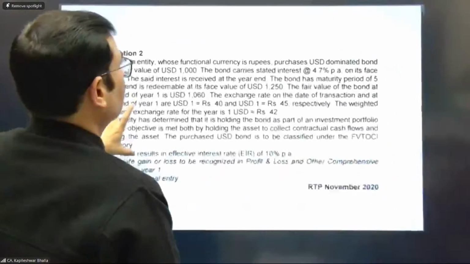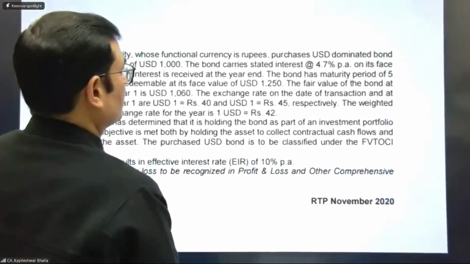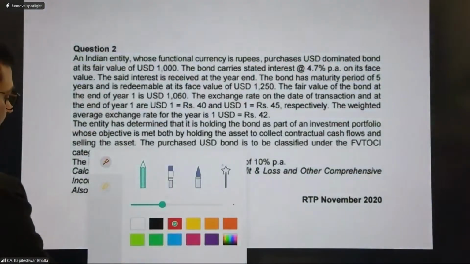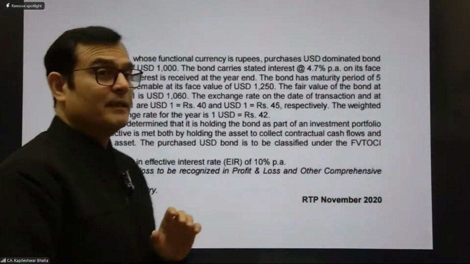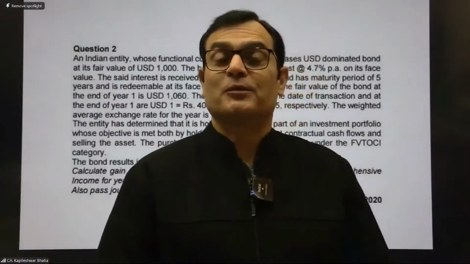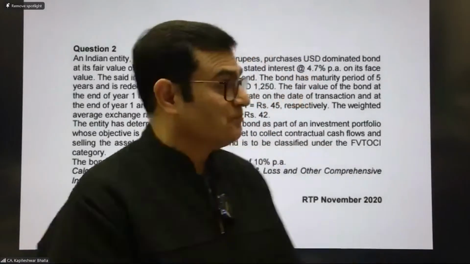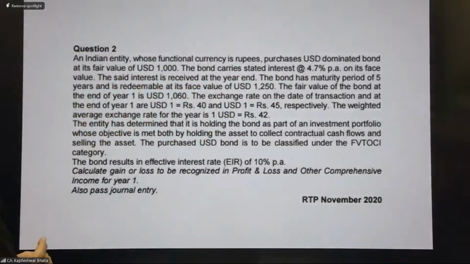Okay, so now let's do another question with you. After the May 20 RTP, there was another interesting question which came in the November RTP as well. So this is again a blend of Ind AS 109 and Ind AS 21. Earlier they gave the concept of amortised cost, and then they give the concept in terms of OCI. Lovely. Let's read the question.